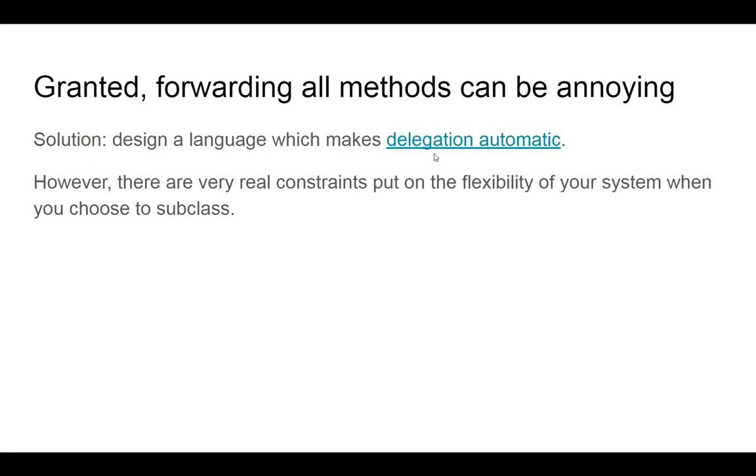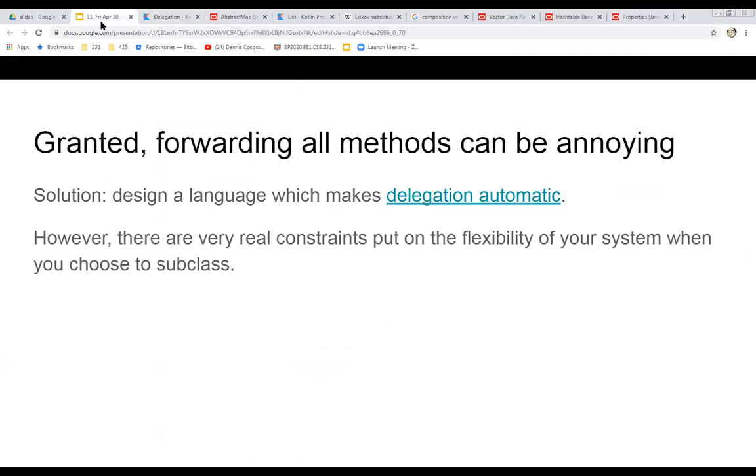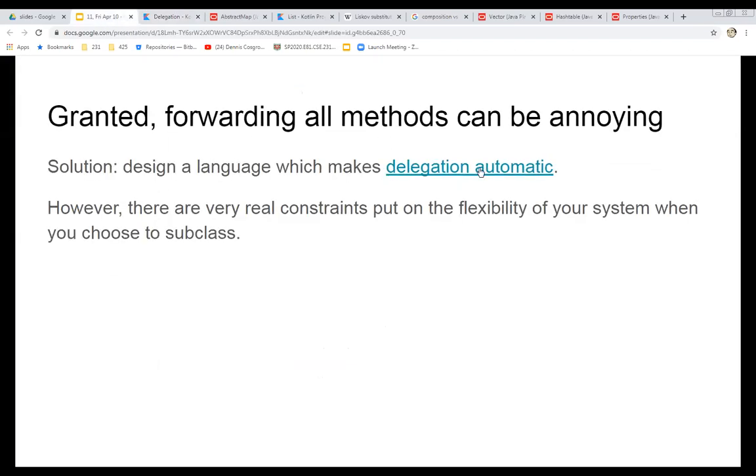One solution to that is a language that makes delegation automatic. Again, I'm not a Kotlin expert, but they seem to have some automatic delegation. And a lot of times, if you're going to do something that's rote, the language or the editor can handle it for you. In Ruby, they do things like accessors, readers and writers. Kotlin has a lot of that too. The one thing to remember is that there are very real constraints on the flexibility of your system when you choose to subclass. You're locking in this relationship forever when you say that I subclass this other class, and you just need to be aware of that.